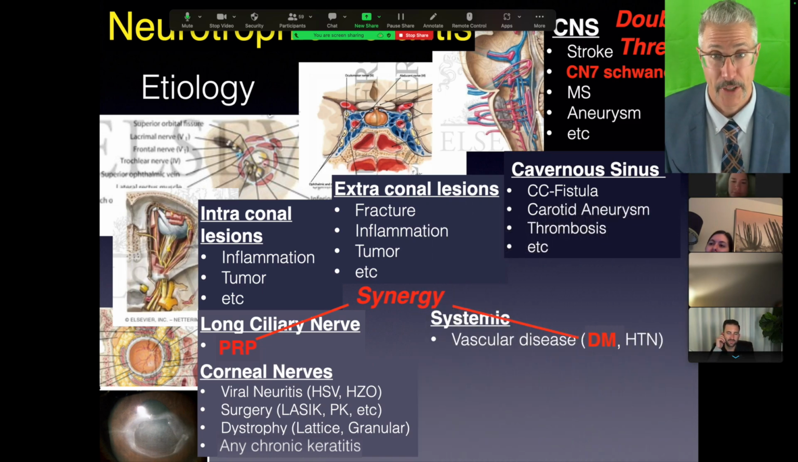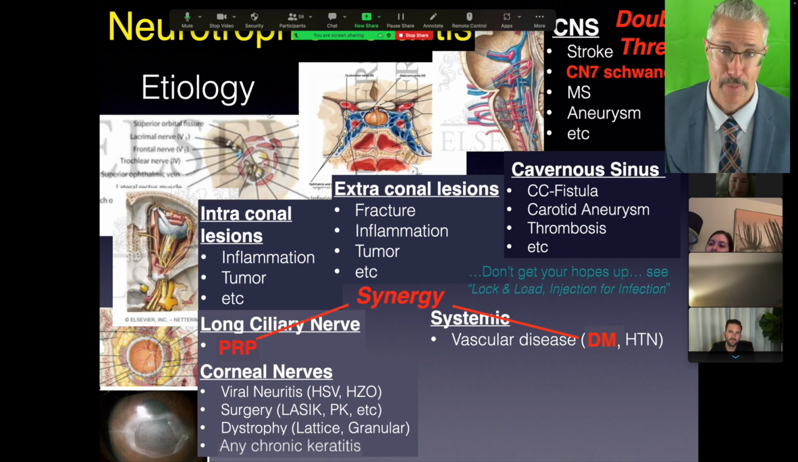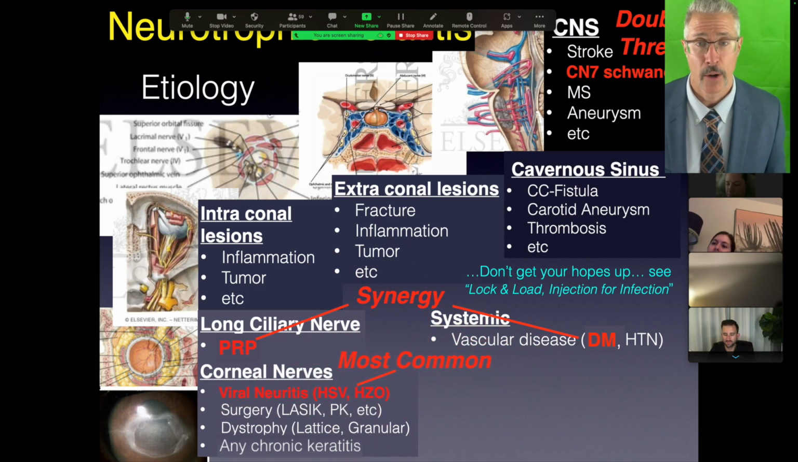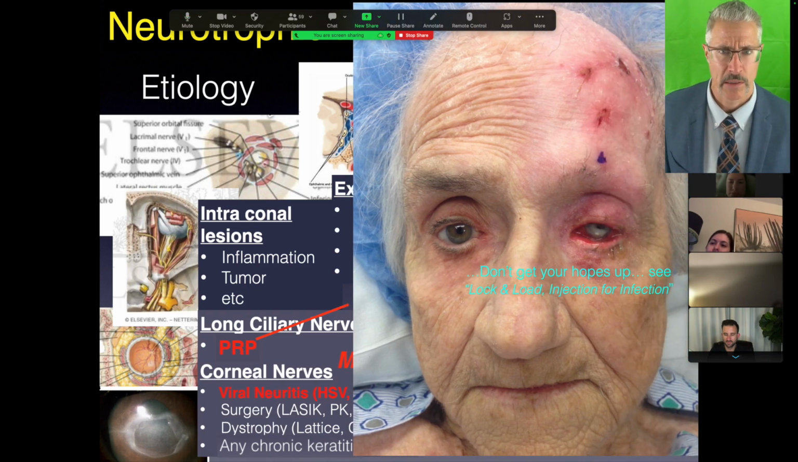Okay, so there's synergy of diabetes. I'll say that was awful. Like that epithelium was never going to stay stable. The most common is viral keratitis, herpes family, simplex and zoster.